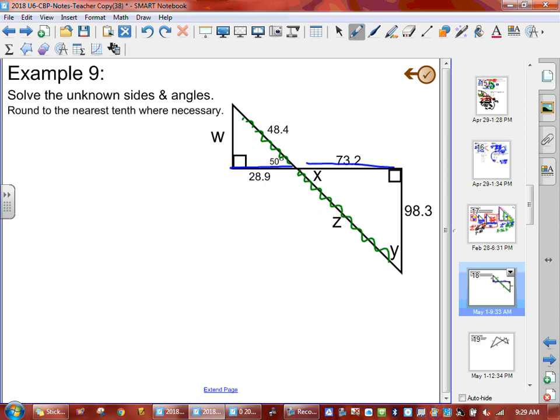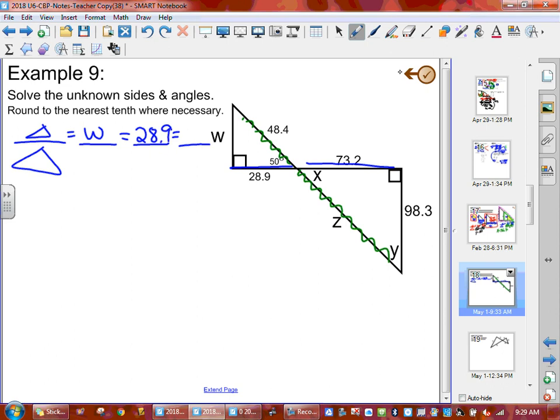Okay? So we're going to put small triangle over big. And we're going to find the unknowns. And we have 3 things to do. So I've got a W, a 28.9, and a 48.4.